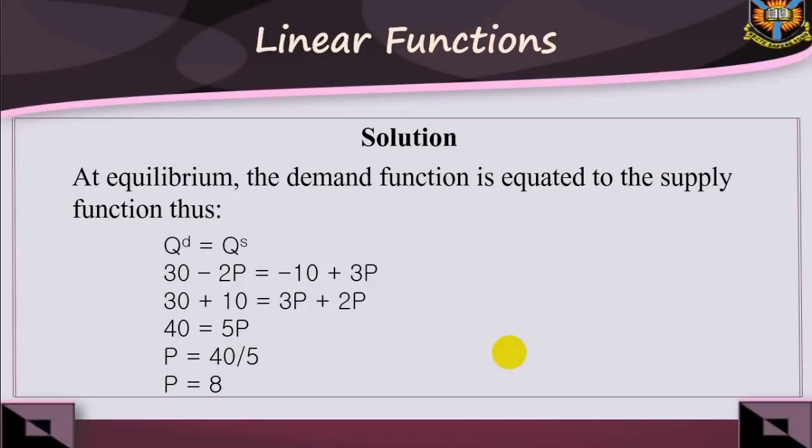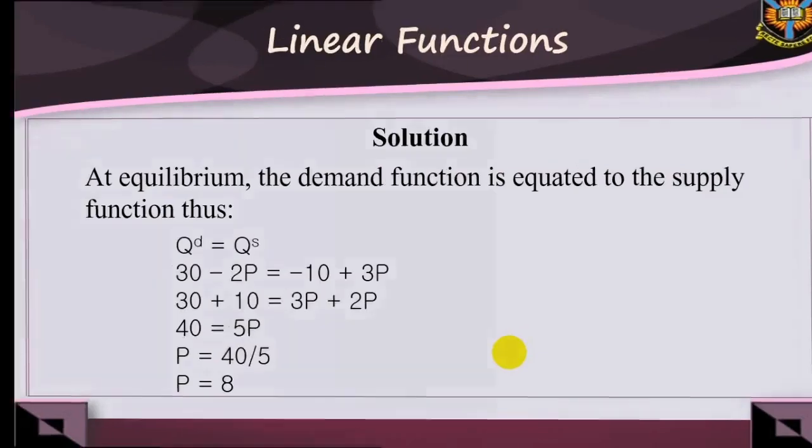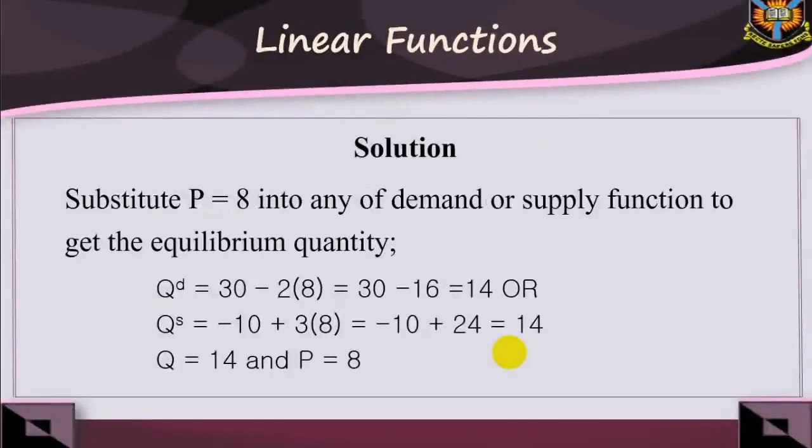P equals 40 over 5, so P equals 8. Substitute P equals 8 into either the demand or supply function to get the equilibrium quantity. QD equals 30 minus 2 of 8, which equals 30 minus 16, which equals 14. Or QS equals minus 10 plus 3 of 8, which equals minus 10 plus 24, which equals 14. Q equals 14 and P equals 8.